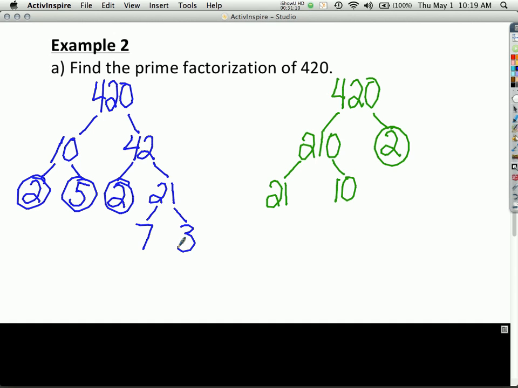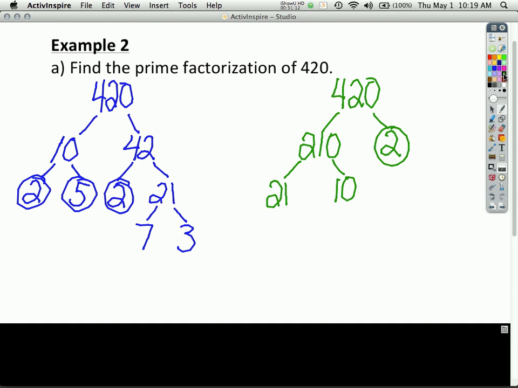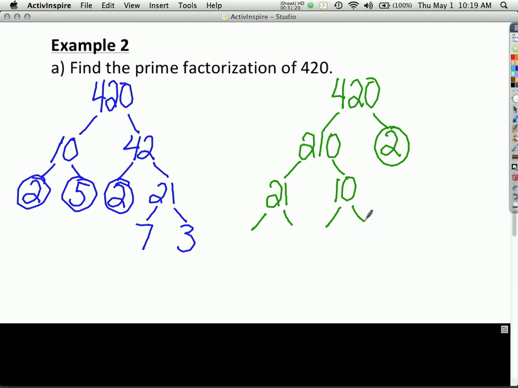Let me pause. I'm going over to the green. Checking for prime. Is 21 prime? No, we just saw that there. And is 10 prime? No, we saw that before over there. So now I need factor pairs. We've got the 21. I don't need another volunteer to tell me that. And I've got the 10. I don't need another volunteer to tell me that.